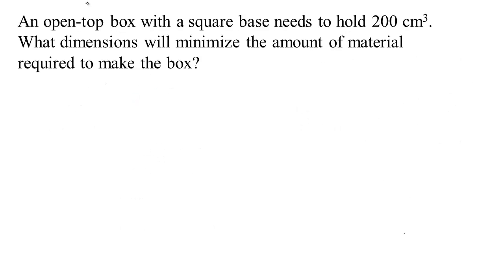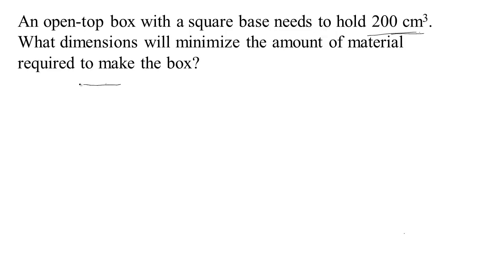So in this example, we're supposed to make a box that has an open top and a square base, and it needs to hold a particular volume, 200 cubic centimeters. What dimensions will minimize the amount of material required to make the box? So of all boxes with that kind of shape that hold 200 cubic centimeters, what dimensions will minimize the material required?